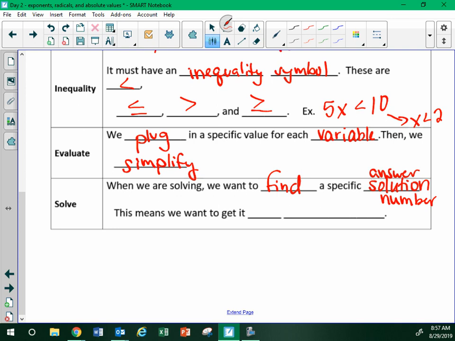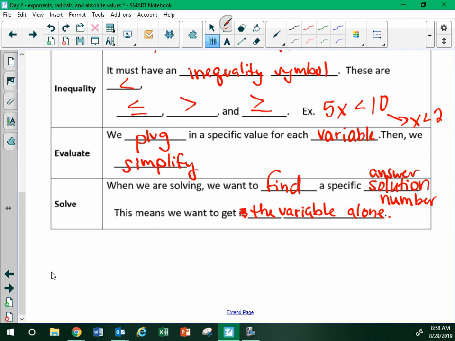All right, so this means we want to get it all alone. We want to get the variable all alone. I want you to know what it means, the variable alone. So when we solve, we have to get rid of all this excess stuff and get the variable alone.